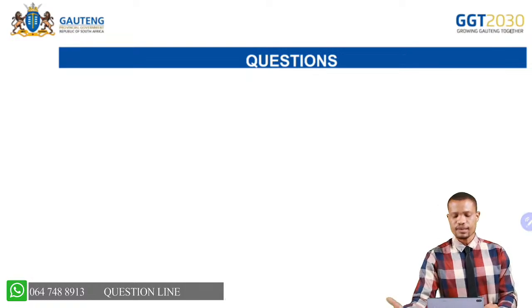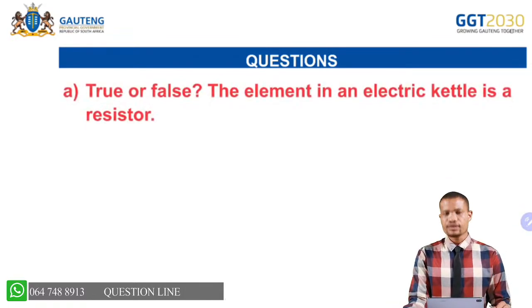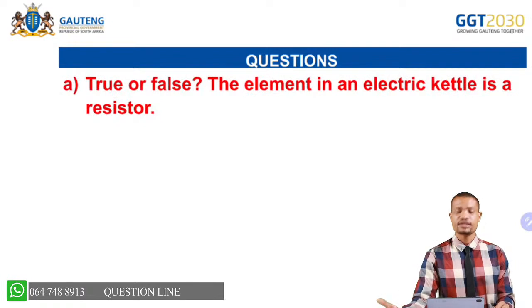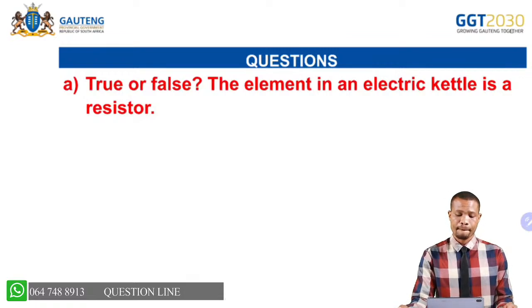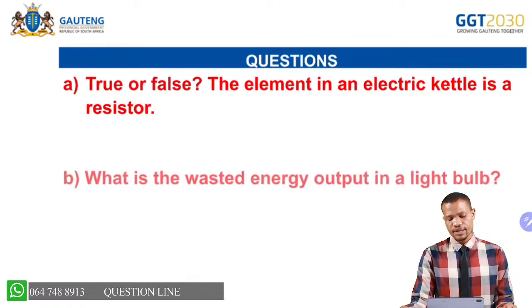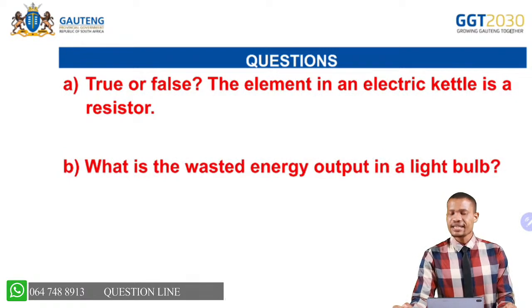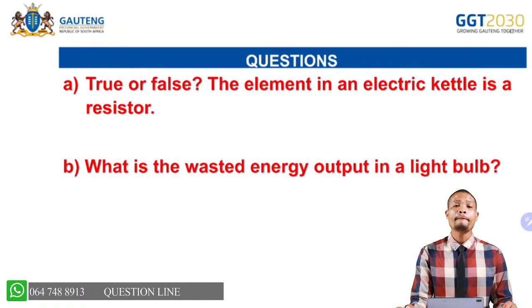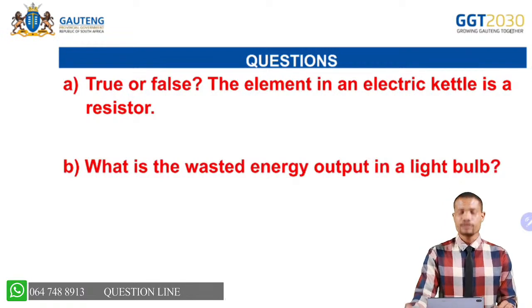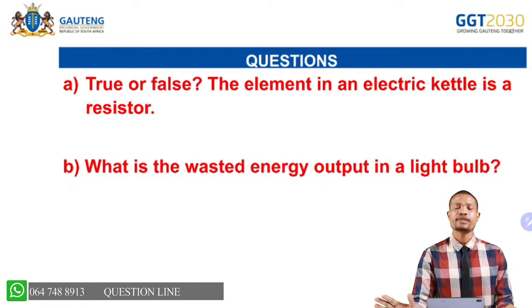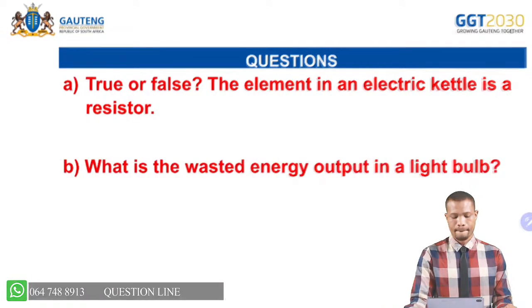Okay, so now let's do some questions to test whether we understand what we have learned so far. Number 1, is it true or false? The element in an electric kettle is a resistor. Number 2, what is the wasted energy output in a light bulb? Okay, you have 2 minutes to work through these questions, and your time begins now.